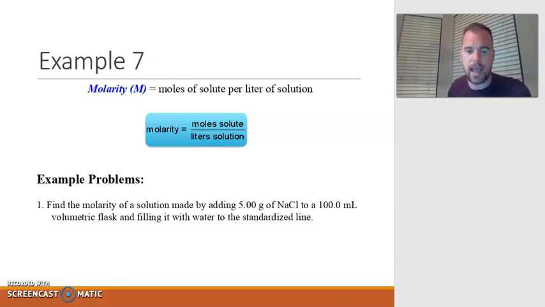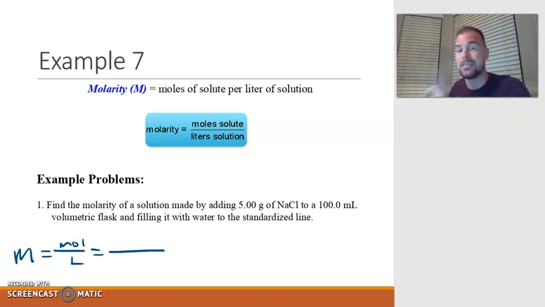I can calculate molarity by taking moles of solute and dividing it by the total liters of the solution. So molarity is equal to moles over liters. Well, I don't know how many moles of the solute I have. The problem doesn't tell me that, but it does tell me how many grams I have. So I could figure out how many moles there are by simply doing a molar conversion, and I'm going to do that up here.